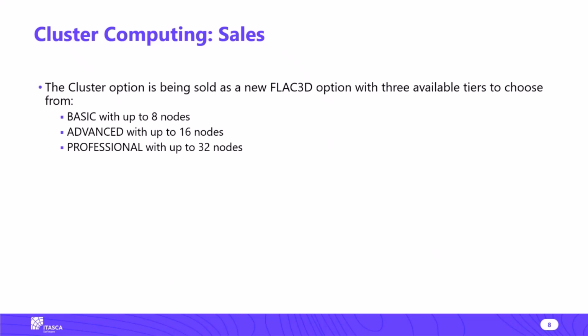If you want one of these options, you can go to the website and have a look at the prices. It varies a little bit depending on your region. So I haven't got it on this slide, but you can go and look at the prices on the website for these different options. And again, all you need to do is buy the option and you can run FLAC3D on the cluster. You don't need a special version or anything like that. And again, we've tried to make this as easy as possible for people.